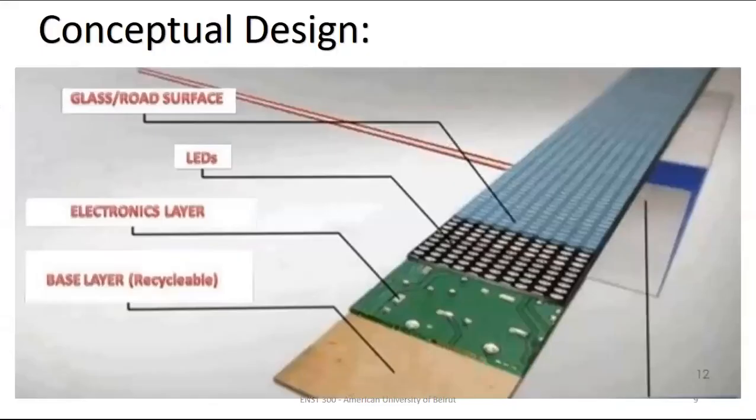So what are solar roadways made of? Solar roadways consist of 3 layers as shown in the following figure. The road surface layer, which has the glass surface and underneath are the LEDs, and under it is the electronic layer, and finally the base layer.